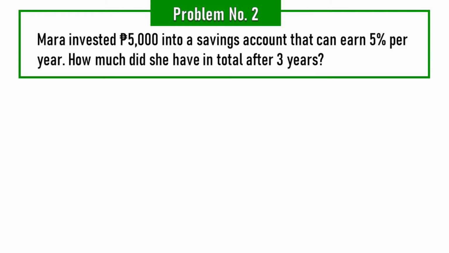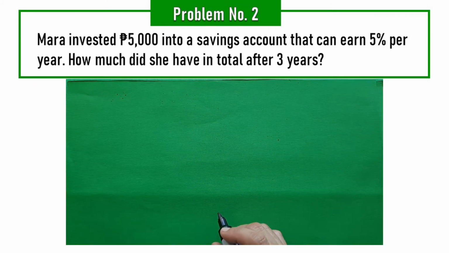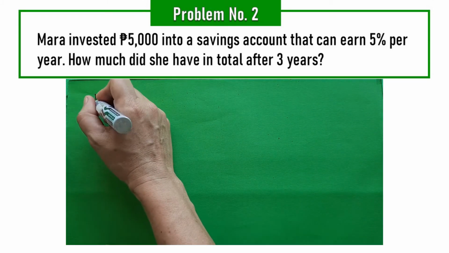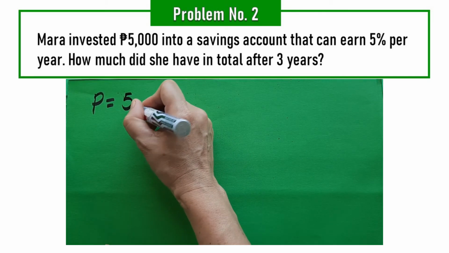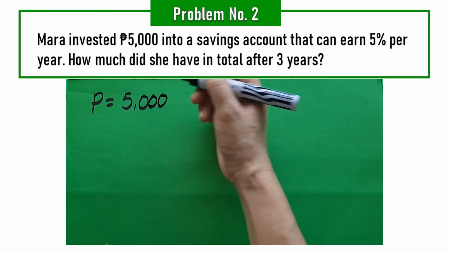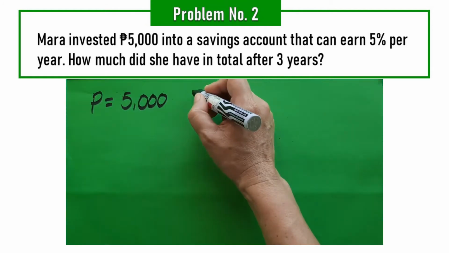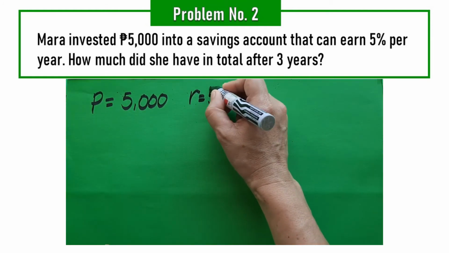For problem number 2, it says, Mara invested 5,000 pesos into a savings account that can earn 5% per year. How much did she have in total after 3 years? Our given here is P, which is our initial amount na ininvest ni Mara. And the R here is 5%.